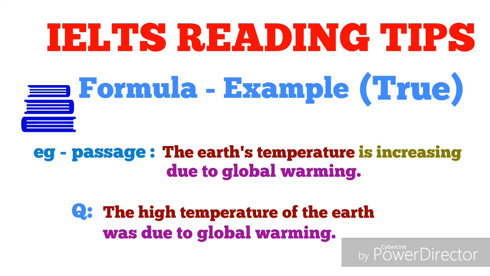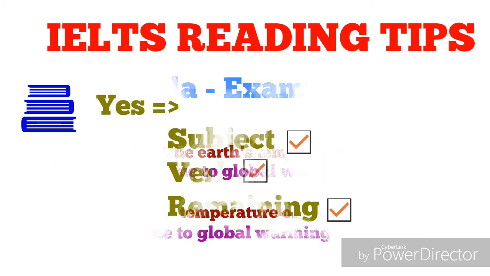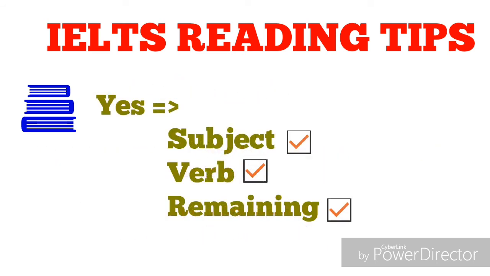But one can be sure if they check this using the formula, as the part 1, that is the high temperature of the Earth, and the Earth's temperature is increasing is exactly the same. And here the keyword global warming is also matching with the remaining part.